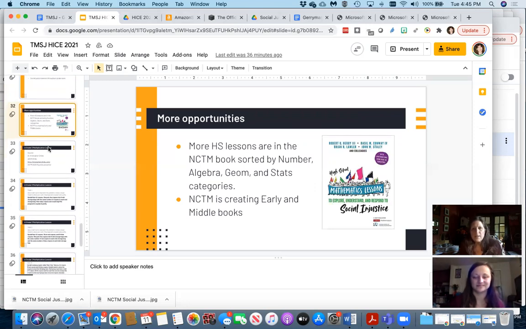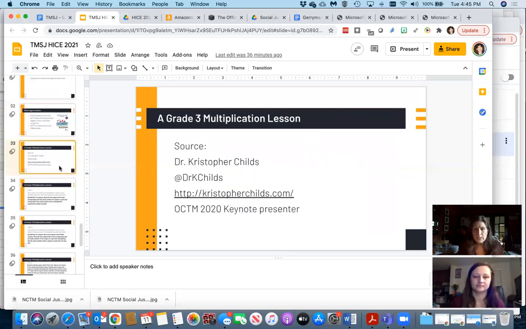So this is the book again that this lesson came from. There's more in there as well. They're sorted out by those four content areas. And I know that about a year ago, NCTM put out a call. They were looking for teachers to contribute ideas at the middle and early childhood level. So I imagine that they're in the process of creating a book for those two other subject areas as well. In this book, there's a list of photos and pictures of the teachers that all contributed the lessons that are part of this book.